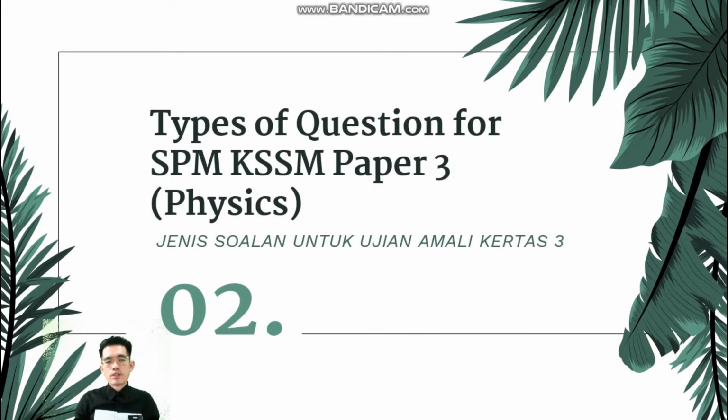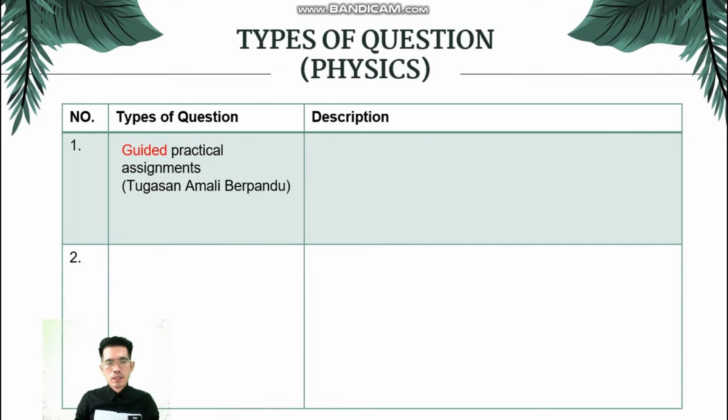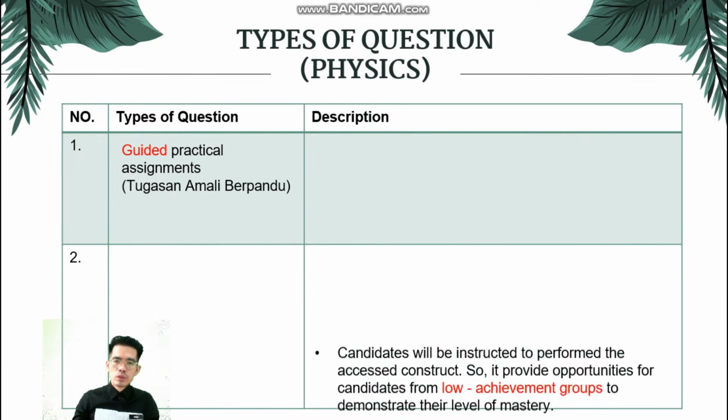The second content of the lesson today is that I will introduce the types of questions for SPM KSSM paper 3 for subject physics. Basically there are two types of questions. The first type of question is the guided practical assessment question. In BM we call it tugasan amali berbantu.